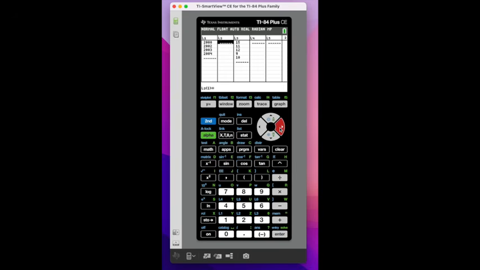And I'm going to put in all my Y values that represent the number of users in millions. So that'll be 0.5, 20, 33, and 47.